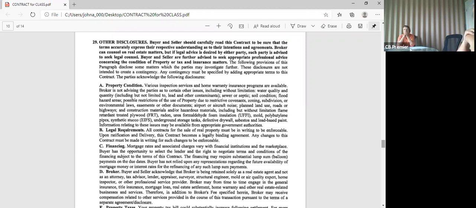Okay. Now it says here, these disclosures are not intended to create a contingency. Any contingency must be specified by adding appropriate terms to this contract. The parties acknowledge the following disclosures. They've been through inspections. They've learned about the property condition, the legal requirements, and the financing. They learned what the buyer and seller are doing with the broker and the real estate agent. In other words, they have been told all this information regarding the property, the financing, and any legal things regarding delivery. We've gone over all this stuff with them, so they have an understanding.